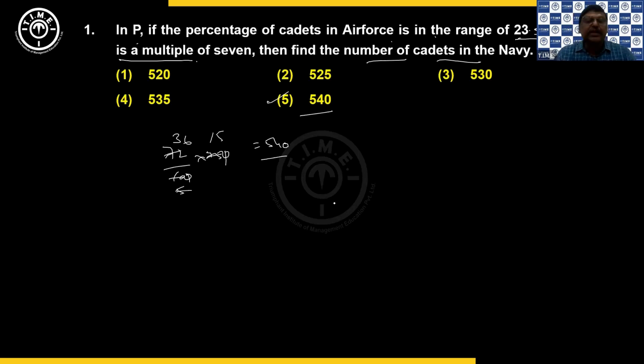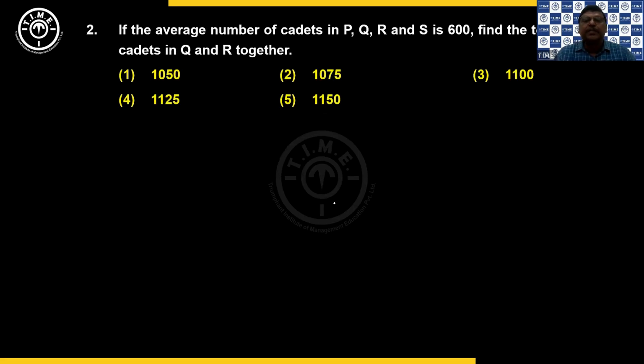Right, friends. Let's take up the second question, students. Yeah, you can keep typing, students. The average number of cadets in P, Q, R, S is 600. Find the total number of cadets in Q and R together. Students, P plus Q plus R plus S, average is 600, means what is the total? Because there are four, I'm sure you can write directly 600 by 4. Instead of writing by 4 equals 600, writing one more step, it is 2400.